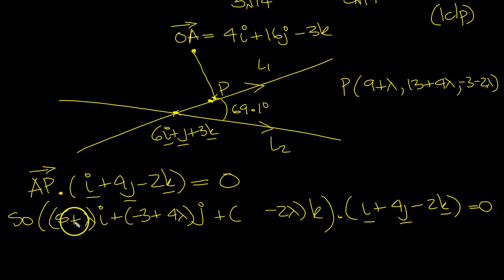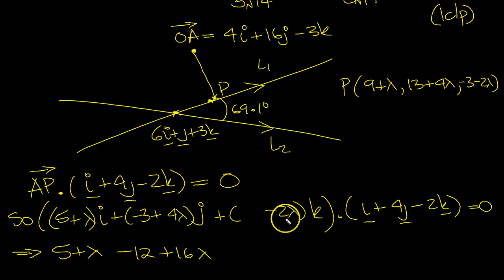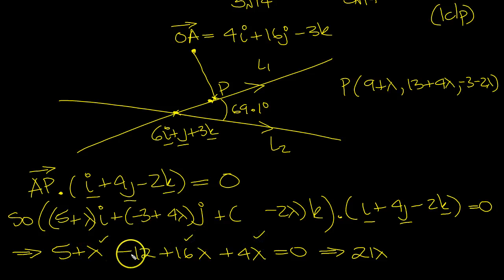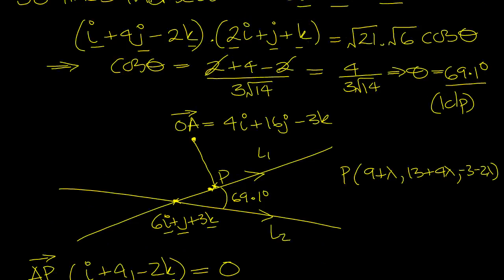So let's work that out then. 5 plus lambda times 1 is 5 plus lambda. And then minus 3 plus 4 lambda times 4 is minus 12 plus 16 lambda. And then minus 2 lambda times minus 2 is plus 4 lambda, equals 0. So we've got 16 plus 4, 21 lambda. 5 minus 12 is minus 7. Move it over to be plus 7. So that tells us lambda is a third. So lambda is a third in this problem.